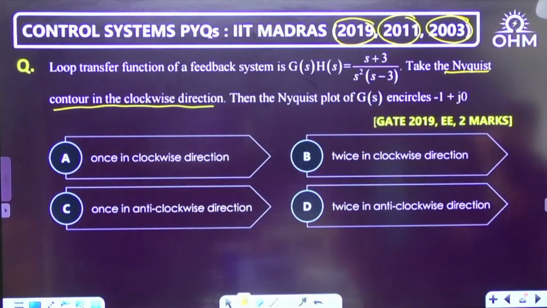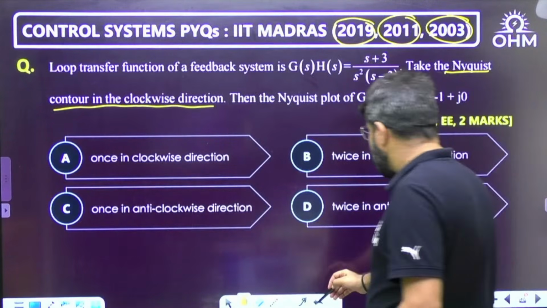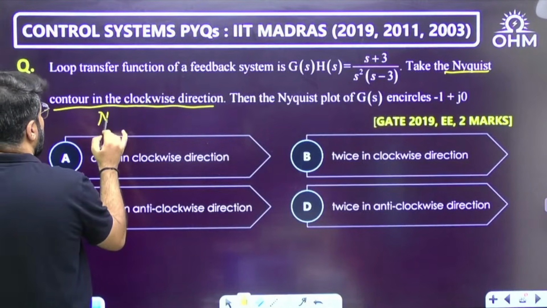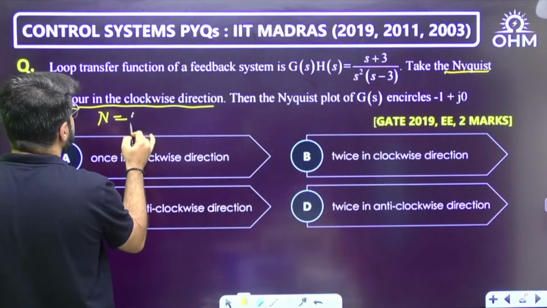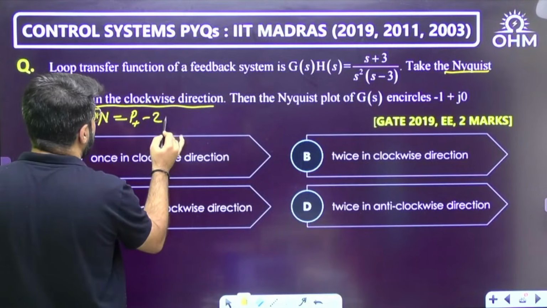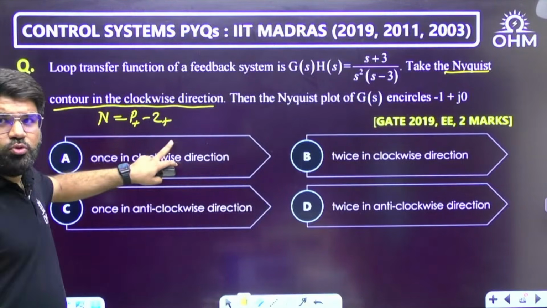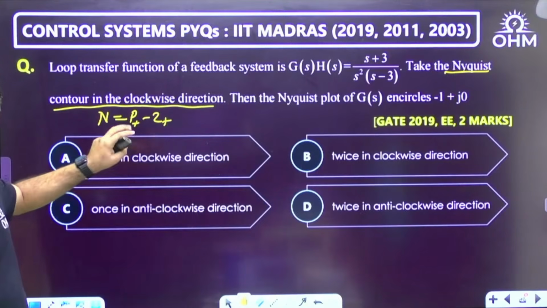So have a look into this. Take the Nyquist contour in the clockwise direction. In the previous session I told you that when the Nyquist contour is in the clockwise direction, the number of encirclements is given by the formula P minus Z, otherwise Z minus P. Now see, what is P plus? I have noted everything in the previous sessions, I am not repeating those definitions again.